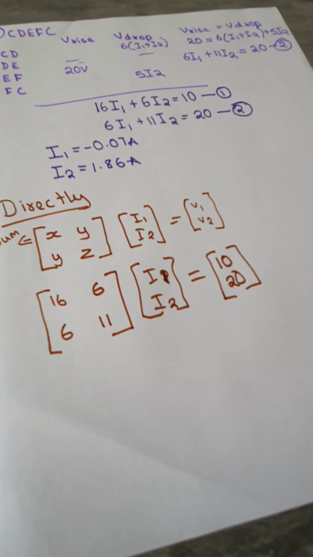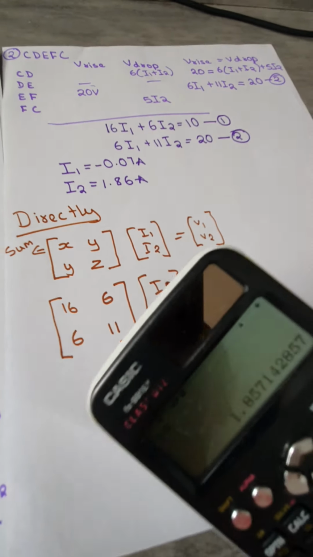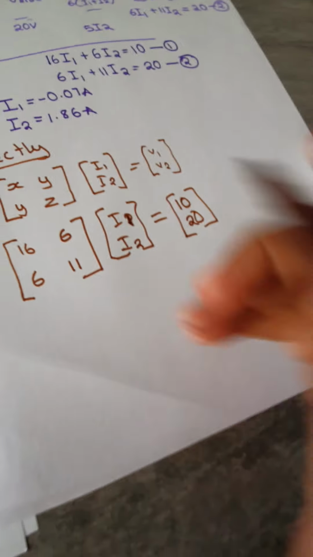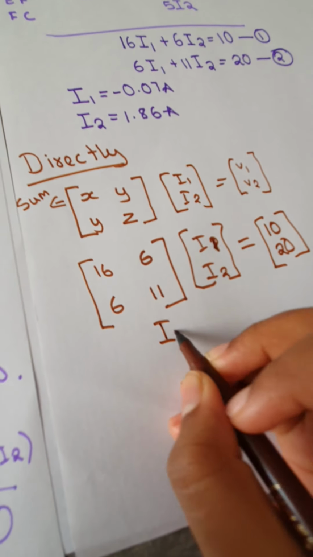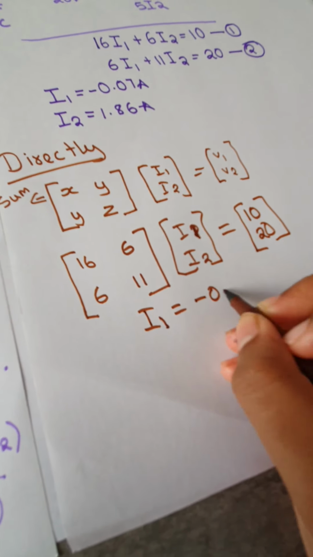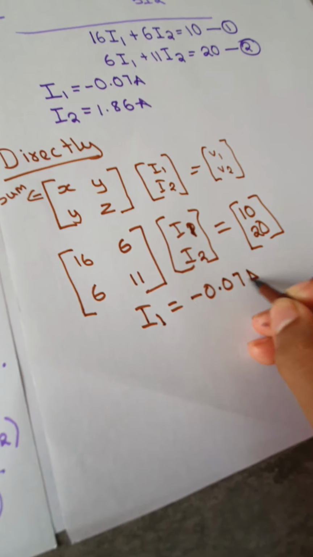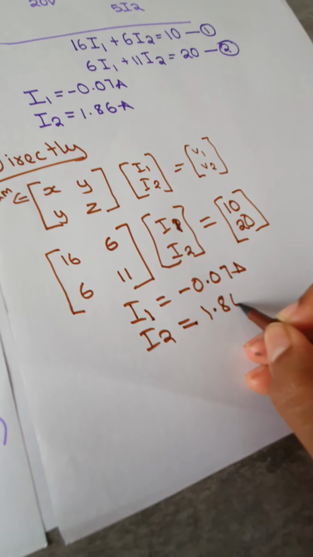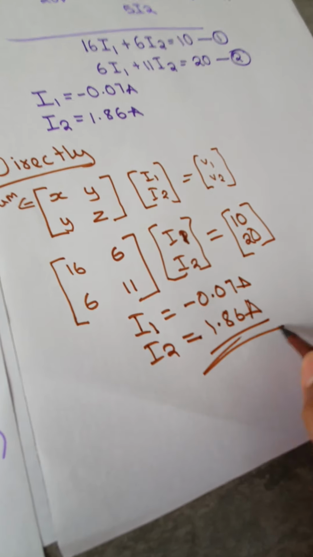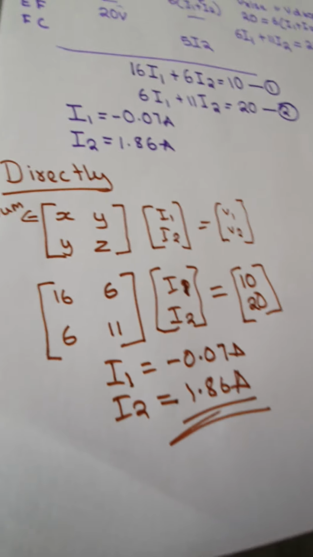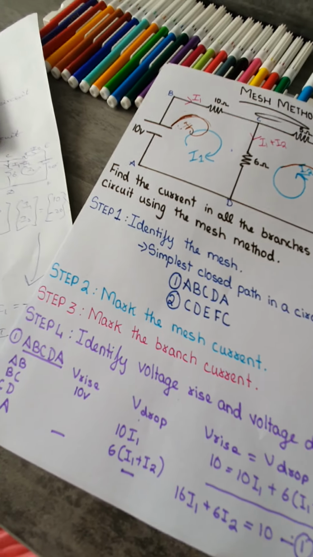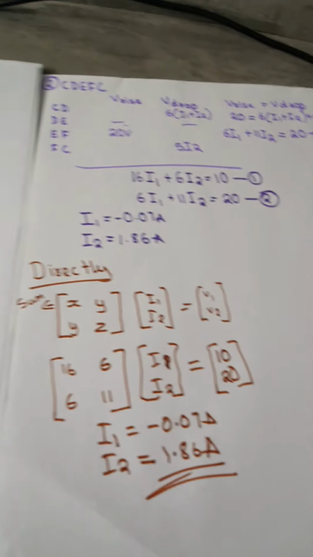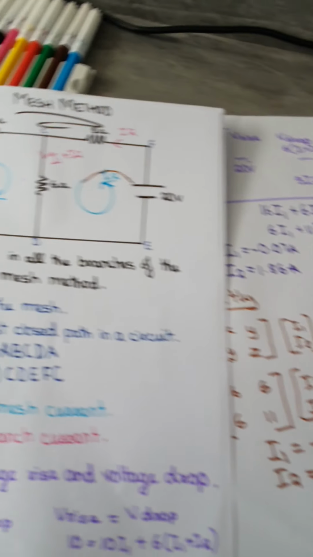Now this is a matrix. You can directly type it into the calculator and you get the same answer. I1 equal to minus 0.07 ampere, I2 equal to 1.86 ampere. So it's much easier. Instead of doing step 1, step 2, step 3 and step 4, you can directly find the answer.